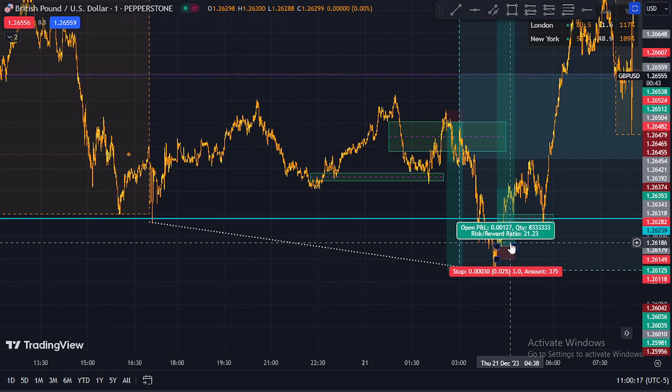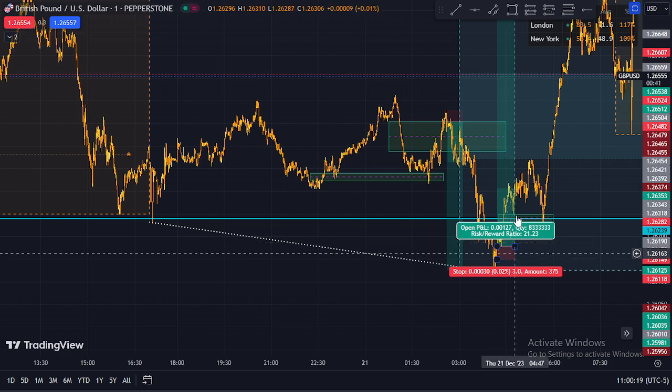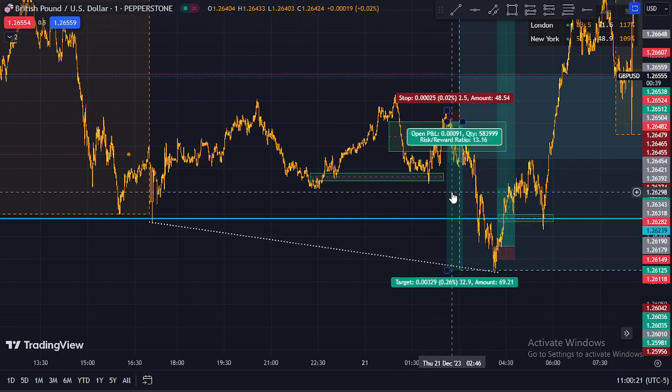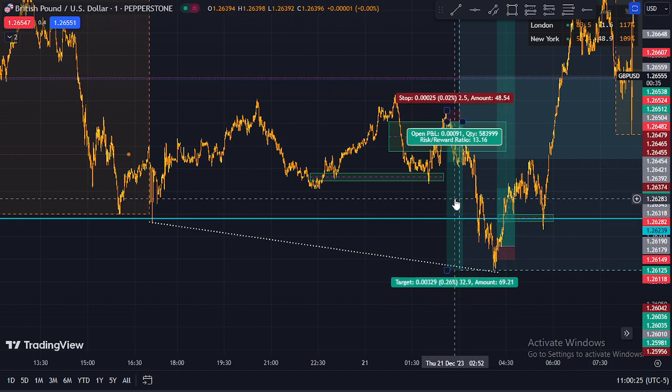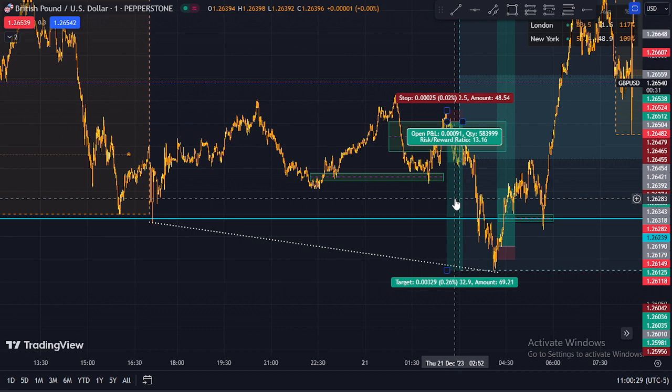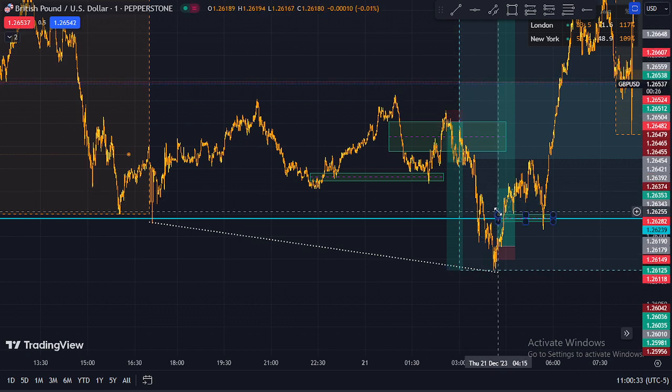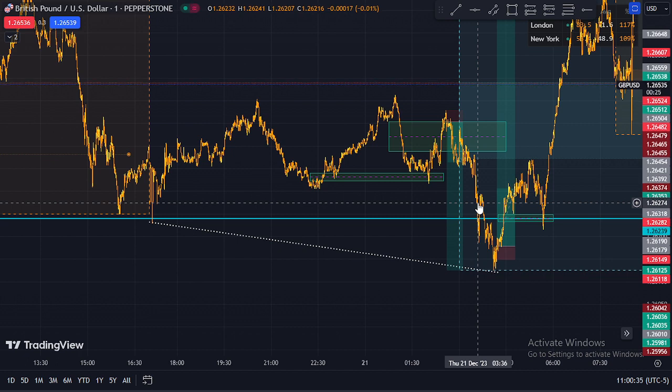So as you can see, it was quite profitable. Adding this to this, this is 21, this is 13. We're talking about almost a 35 hour trade, I guess. Yeah, we have something like that. So that was quite profitable during the London Open killzone.